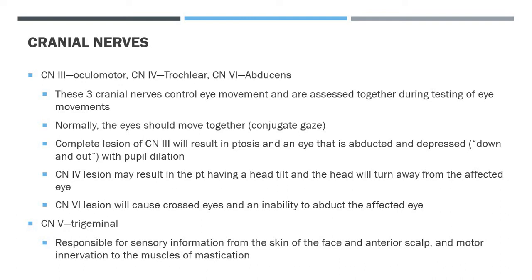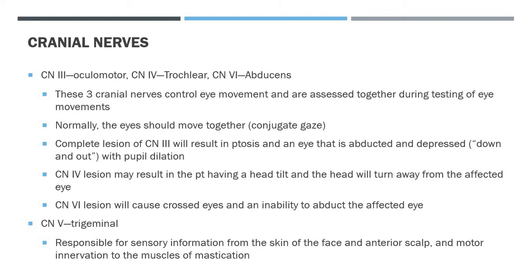Now, if there's a lesion that cuts off one of the tracts of the 3rd cranial nerve, the oculomotor, it'll result in ptosis, and we've gone over that in the Bell's palsy lecture. And the eye is going to abduct. It's going to point away, and it's going to go down. So this is called down and out. And they're going to have pupil dilation, because anytime you cut off the 3rd cranial nerve, which controls constriction of the pupil, your pupil is going to dilate.